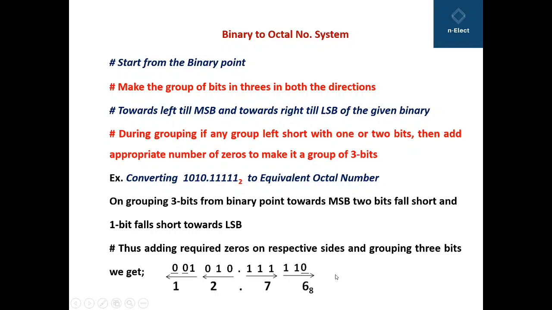And now these are actually the octal digits. 0 0 1 is 1, 0 1 0 is 2, 1 1 1 is 7, and 1 1 0 is 6. Otherwise also you can see that when we are making a group of 3 bits, the highest number we can make is 1 1 1, which is 7, the highest or the last digit used in octal, and the lowest is 0 0 0, that is 0.